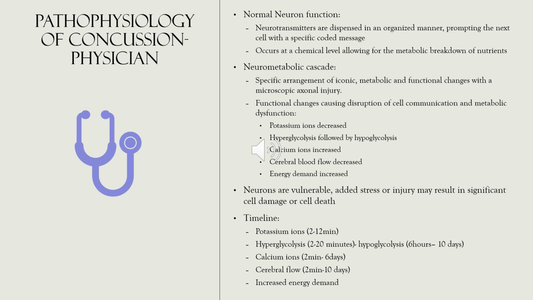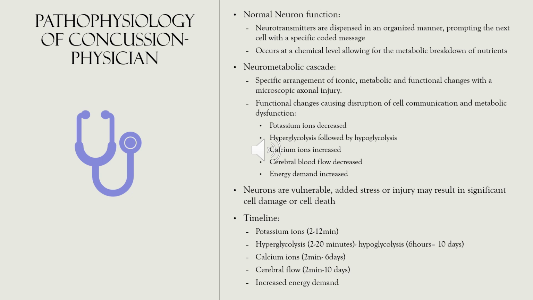Prior to an athlete suffering a concussion, neurons are able to dispense neurotransmitters in an organized sequence, prompting the next cell with a specific coded message. The organized sequence within a neuron is performed on a chemical level, allowing for the metabolic breakdown of the nutrients in the brain. Following a concussion, the brain utilizes a neurometabolic cascade, a neuron-specific arrangement of ionic, metabolic, and functional changes with a microscopic axonal injury.